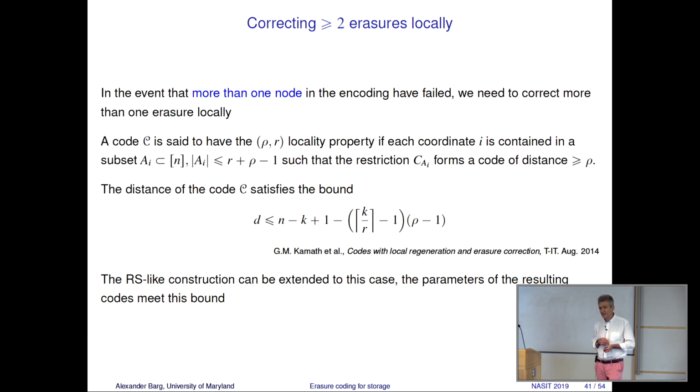Well, here is a simple extension. We said correct one erasure. What if we want to correct two? It is still far from the overall correcting capacity of the code, but maybe it is good to be able to correct two erasures locally. Here is a version of the bound on the distance. And the Reed-Solomon-like construction can be extended to meet this bound with equality. It does not require significant new ideas, but at least I want to announce this direction as a possible extension of the basic LRC question, correcting more than one erasure.